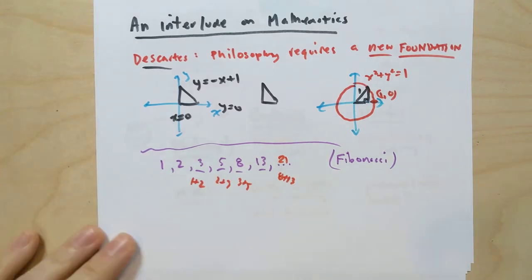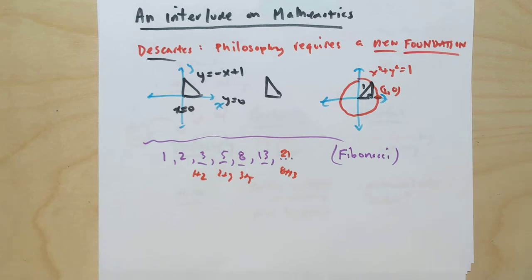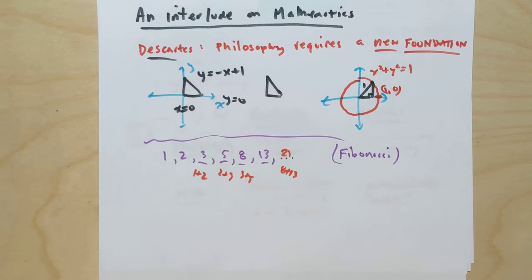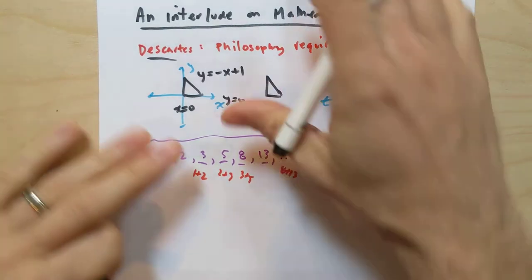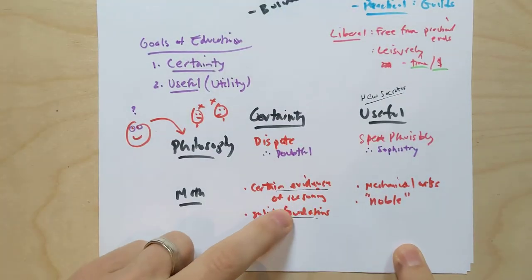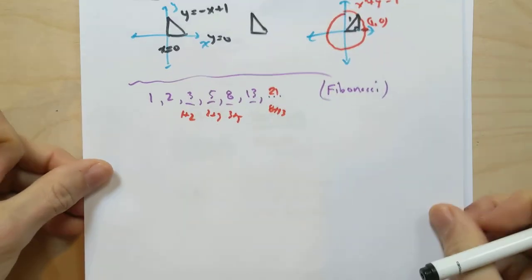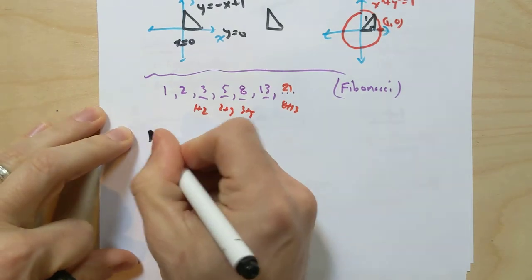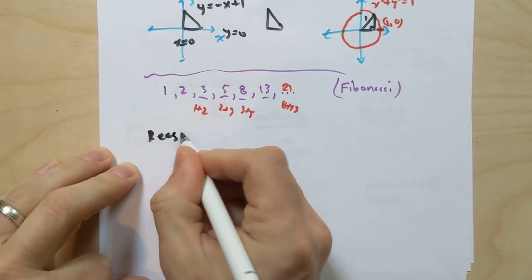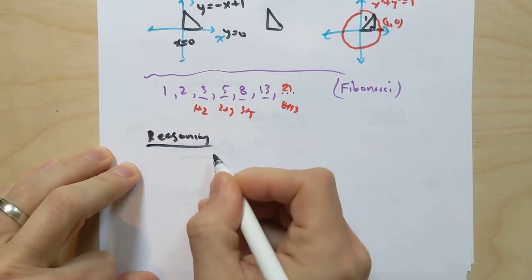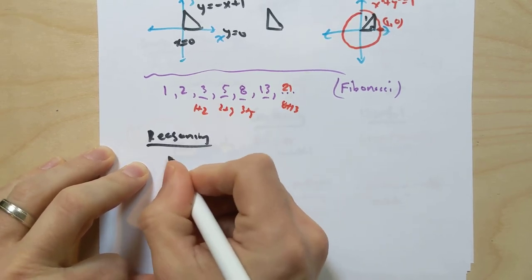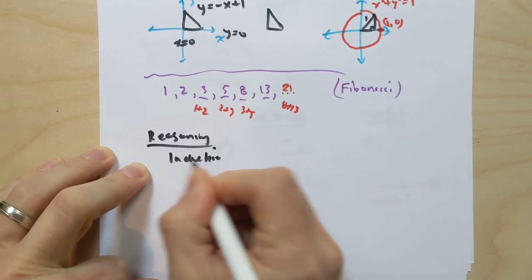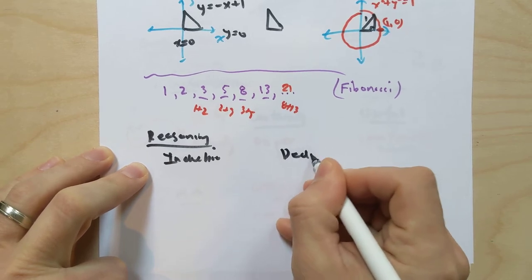So why do I present this cute little example? Well, this starts to set up a fundamental distinction for us in just thinking about reasoning in general. Because remember, Descartes started off by saying that mathematics has certain evidence of reasoning. What kind of reasoning did we just use? What's the reasoning behind us thinking in this pattern? There's ultimately two types of reasoning that were going on there. One type of reasoning is what we'll call inductive reasoning. And another type of reasoning is called deductive reasoning, right?